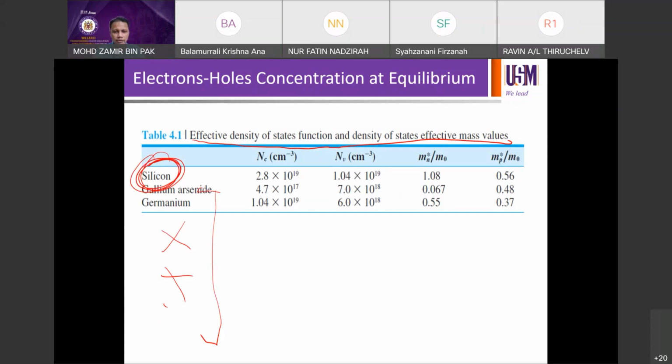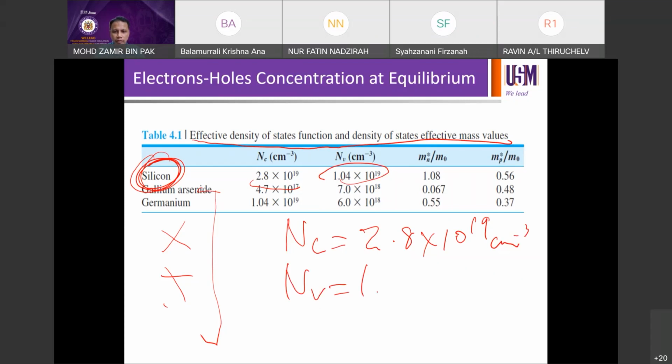Okay, so the density of states Nc for silicon is given by this, 2.8 times 10 to the 19 per centimeter cube for Nc, right? On the other hand, Nv is given by that, 1.04 times 10 to the 19. And effective mass values as well. You're going to be using this one a lot when we do the calculations later on.